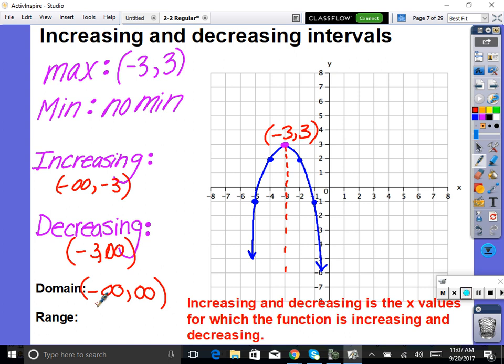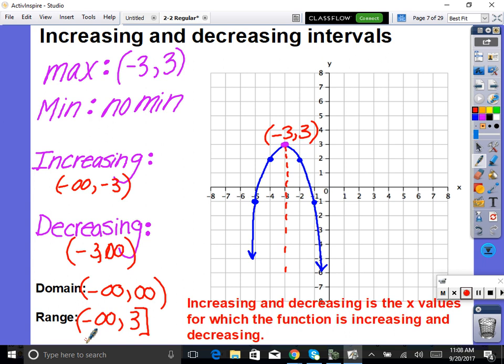Now range is the lowest y value to the highest y value. Not even relative. Completely the whole graph. What's my lowest y value? Negative infinity, and then it's up to positive 3 on y. Now here's the thing, with domain and range, 3 was included in that highest point. So we've got to put a bracket here.